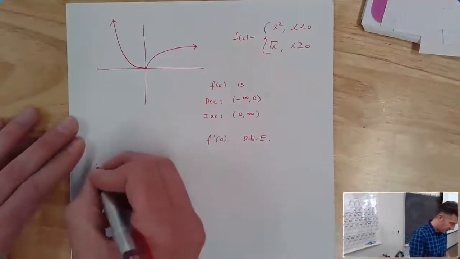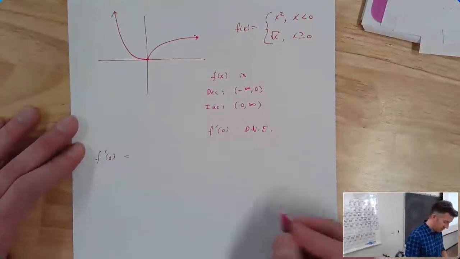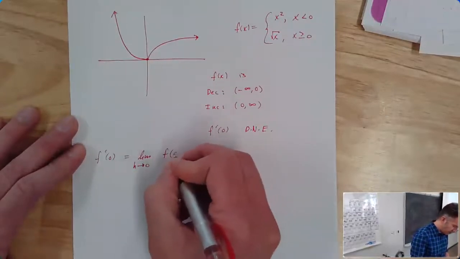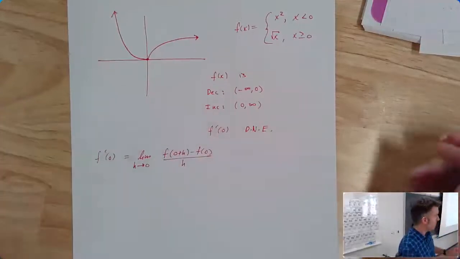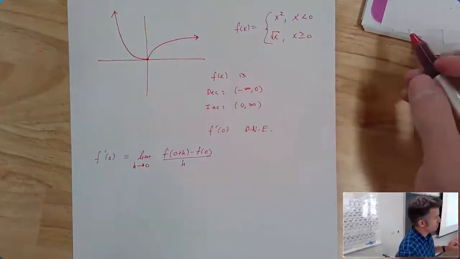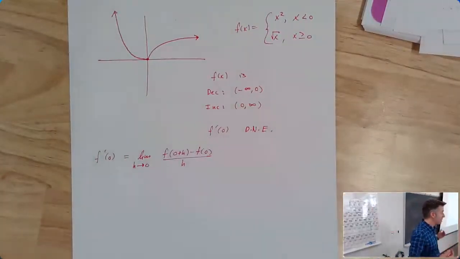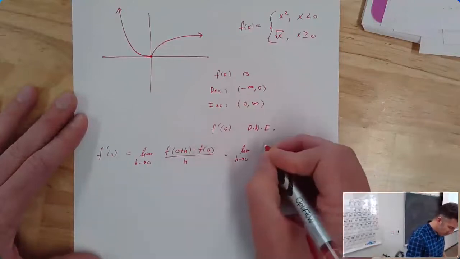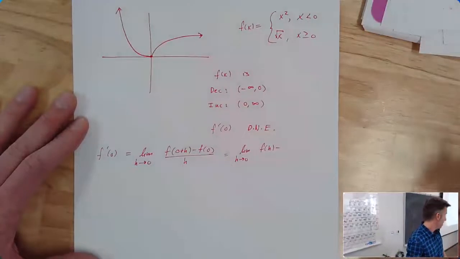So if I want to show that f prime of 0 does not exist, I would say, well, I know the limit definition of f prime of 0 is the limit as h approaches 0 of f of 0 plus h minus f of 0 all over h. But you want to be specific here, though. You want to make sure that you use the limit definition for the point of interest. You don't want to do f prime of x. You want to do f prime of 0. So then that's going to be the limit as h approaches 0 of f of h minus f of 0, which is 0, because f of 0 is the square root of 0.